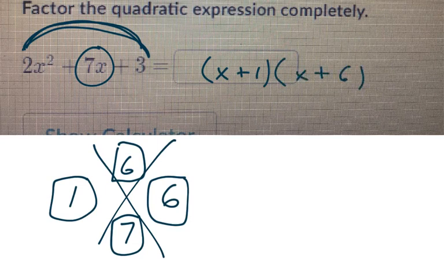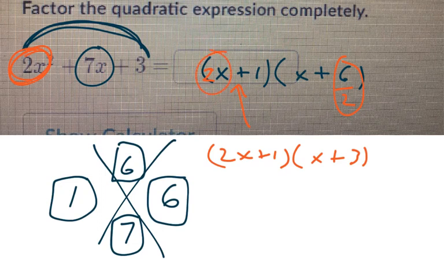But wait a minute. There is a 2 in front. So we need a 2 either here or there. How do we make that happen? We're going to go ahead and divide this by 2, so we can multiply this by 2, so we're not really changing the value of the expression. All right, so what you're actually going to type in there is 2x plus 1 with an x plus 3. Don't forget to do the divide, guys, as well as the multiply there.